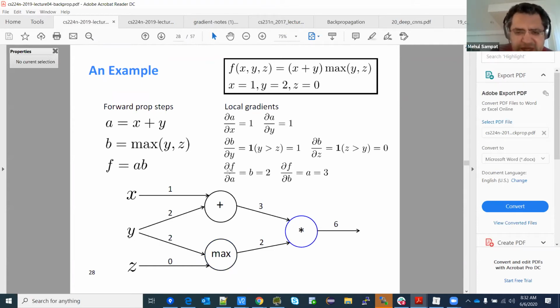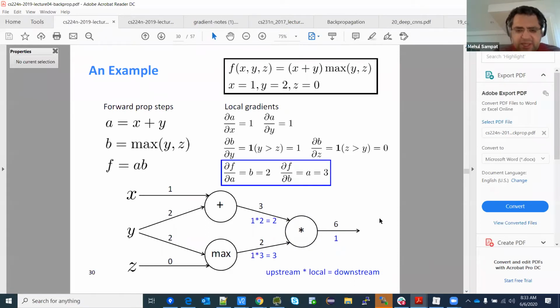Okay, so this is slide 27. Now you take del F by del A, which becomes B, and in this case B was a max, so B was 2, and del F by del B is A, which in this case was X plus Y, which is 3. Now we have computed all the local gradients, everything possible: 2 here, 2 here, and 1 here. And of course, at the end, del F by del F is just 1.